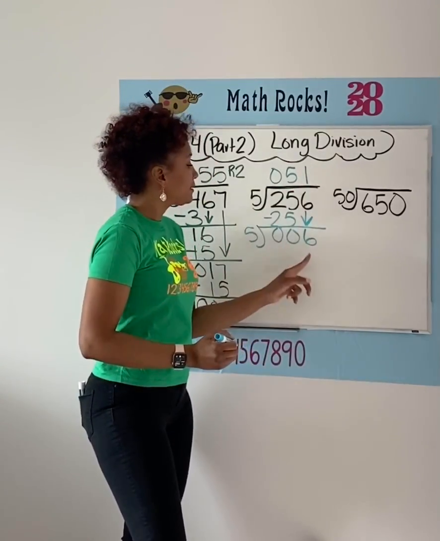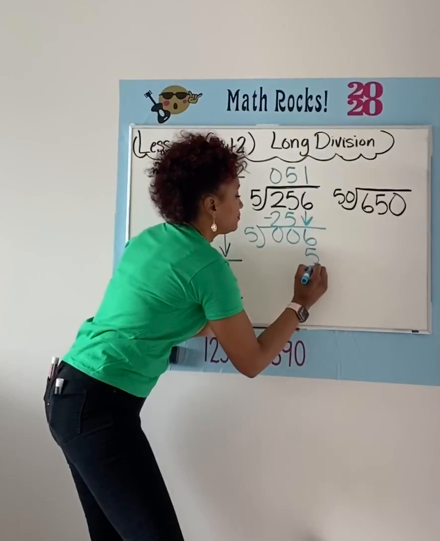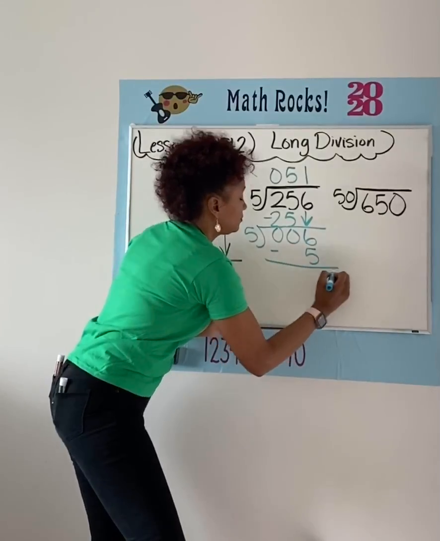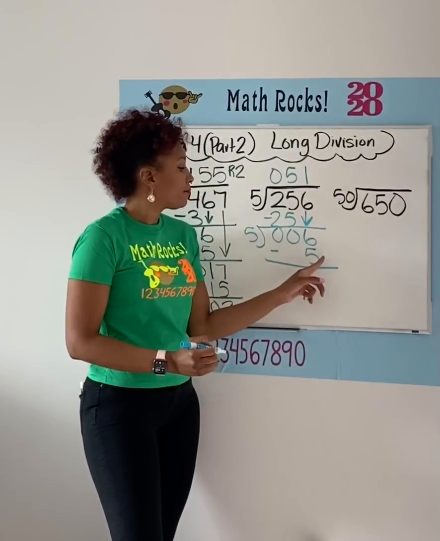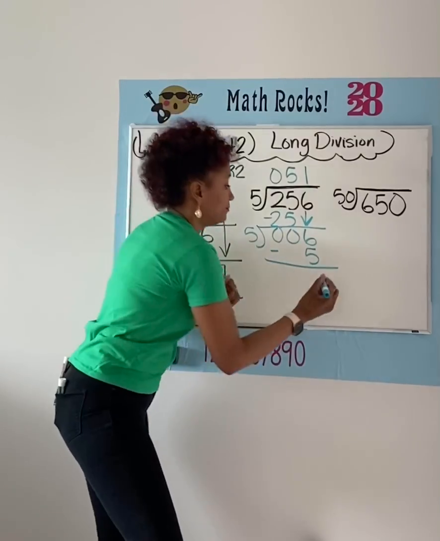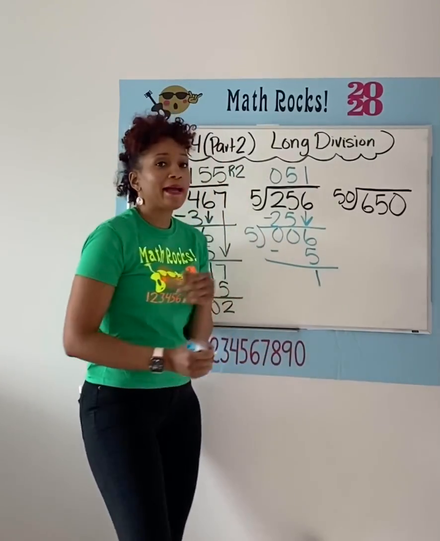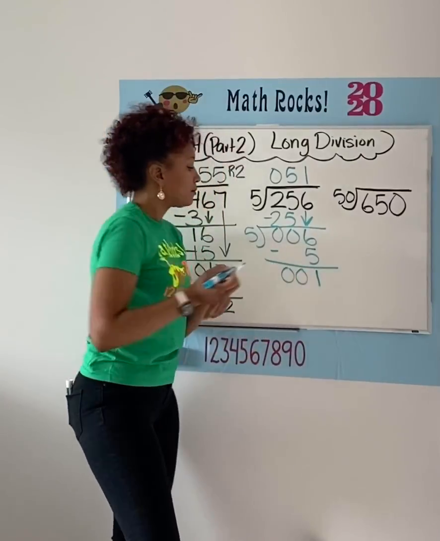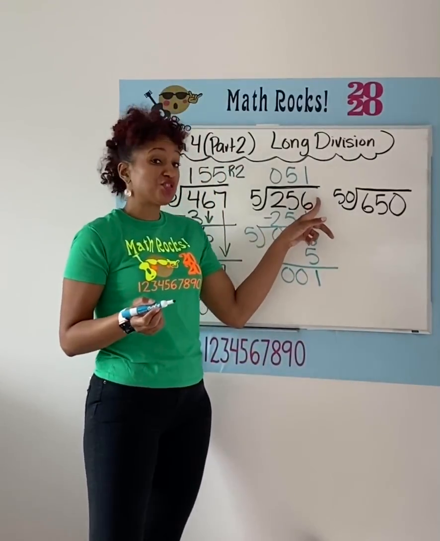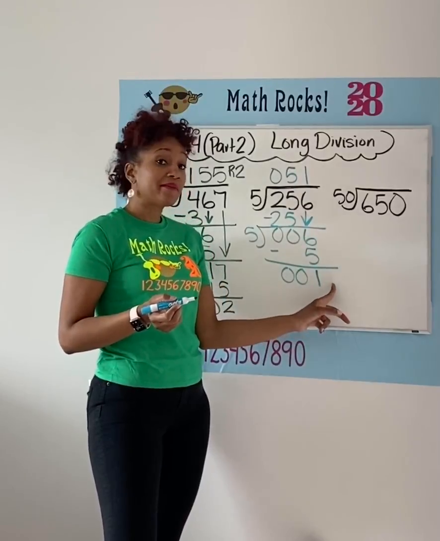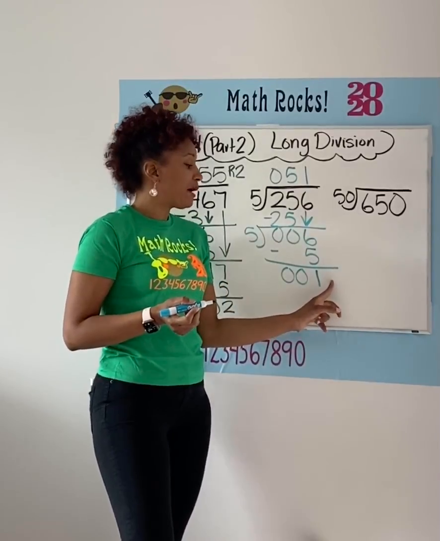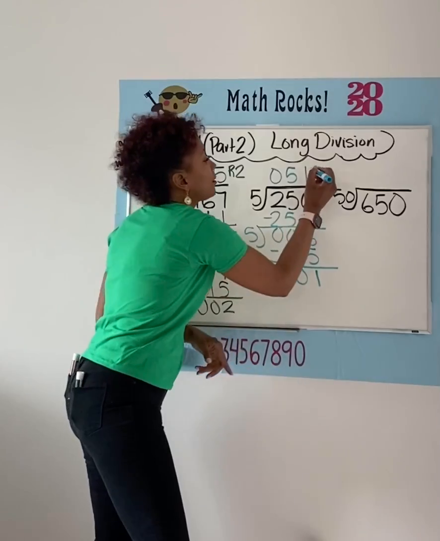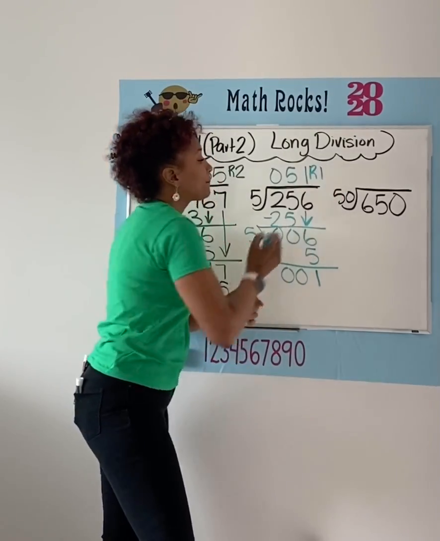5 times 1 is 5. 6 minus 5 is 1. And then if you like, you can bring down your zeros. I don't have any additional numbers to bring down to make this number bigger. So therefore my remainder is 1. I'm gonna write my remainder at top.